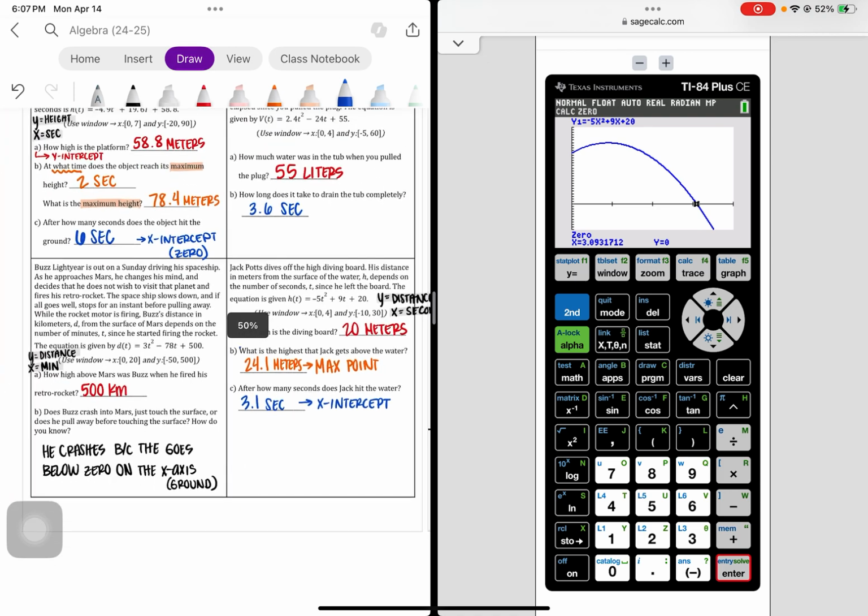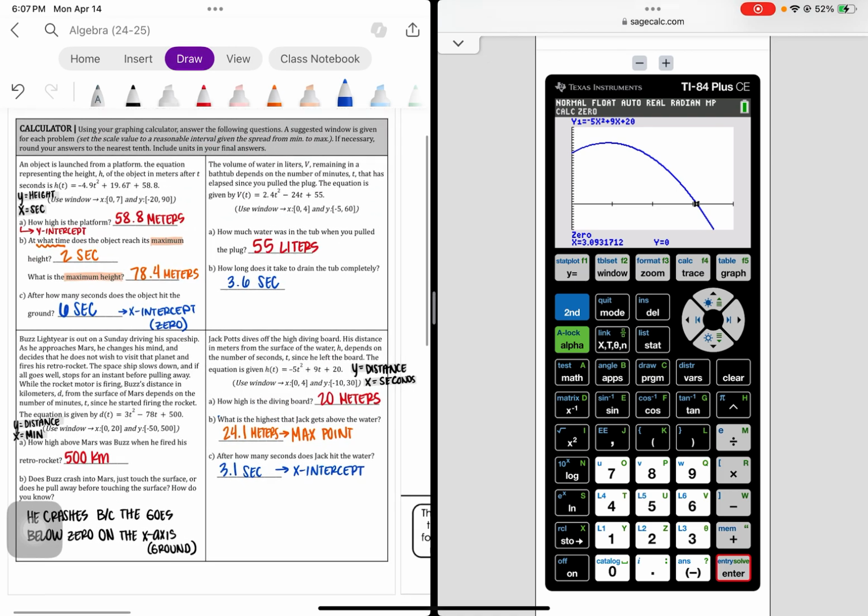Okay, so that is how you determine what is going on when we are looking at quadratic equations.